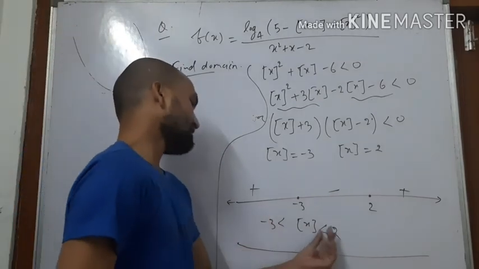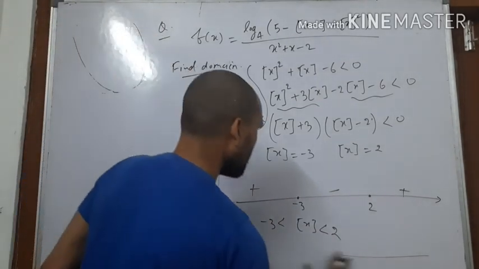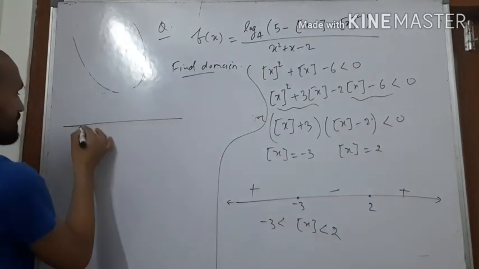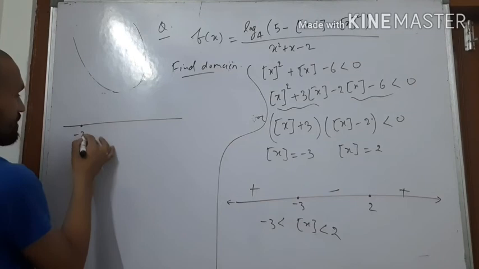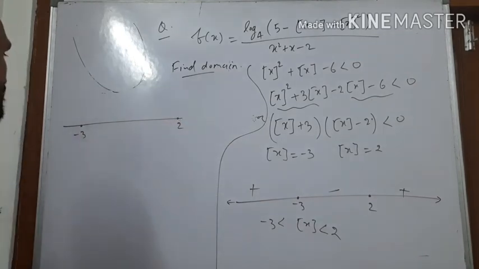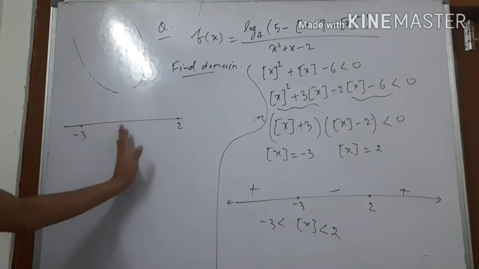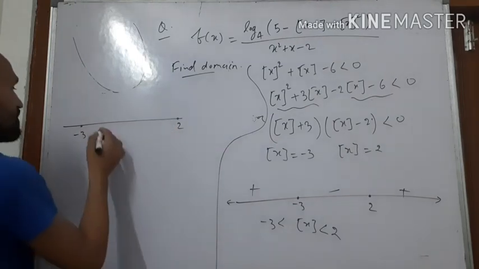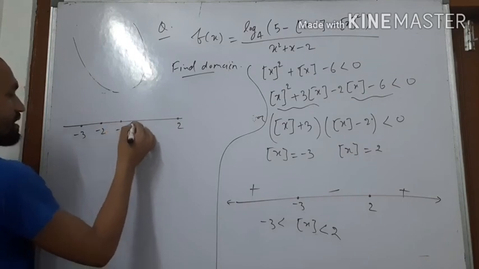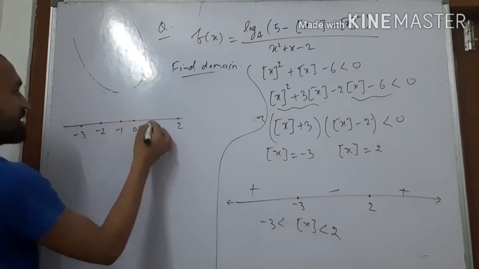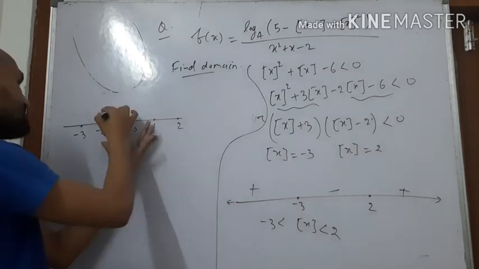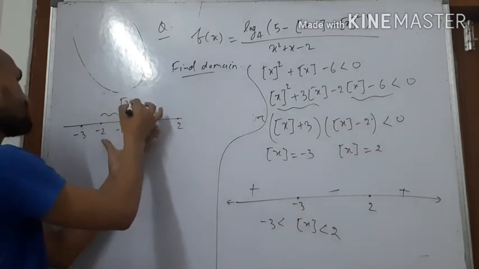It is -3 and 2. What are possible values of that greatest integer x? Here -3 and here is 2. Okay, then what are the integers between this? One integer is -2, another is -1, another is 0, another is 1. These are possible values of greatest integer x.